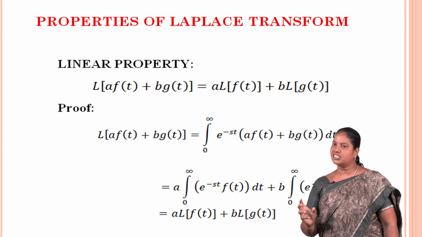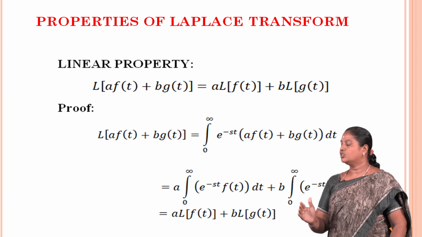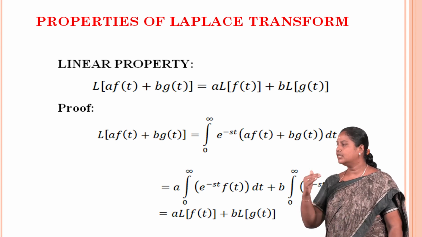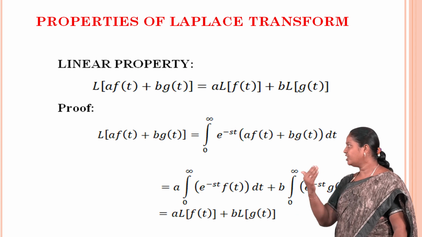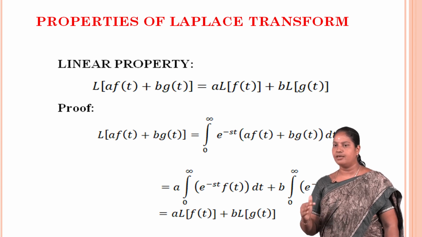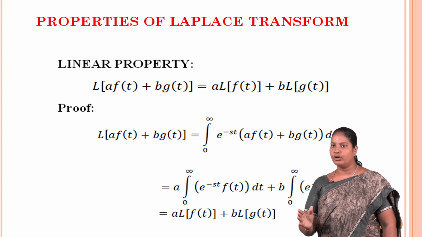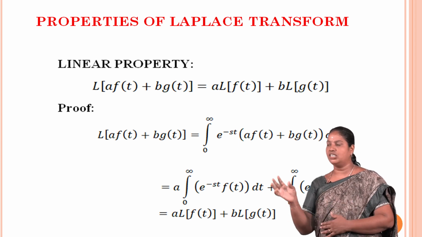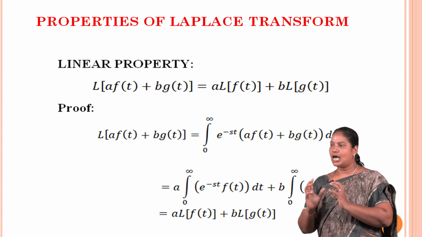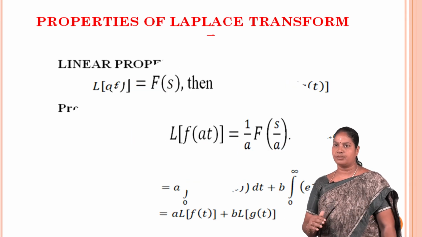Now in the first integral, a is outside and the remaining integral 0 to infinity e power minus st f of t dt is nothing but L of f of t. The second integral, in the same manner, is b times L of g of t. Therefore, if we apply L on the sum of two functions, the answer will be the sum of the Laplace transforms.